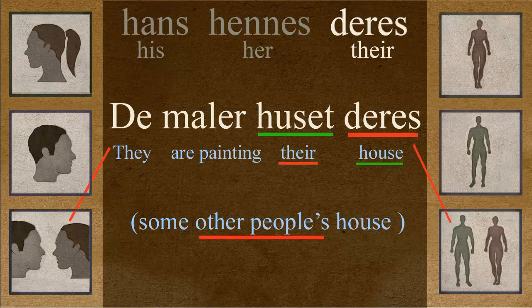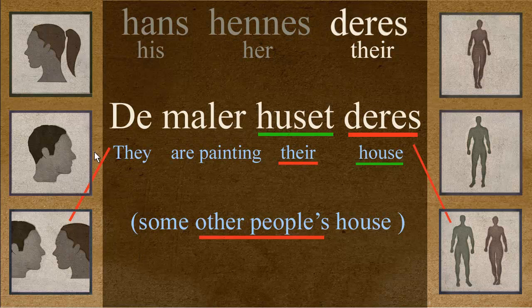And then deres, and I picked this one just because it was confusing. Die maler huset deres. In this case, if you saw some people painting their own house and you said this, it would probably be okay. But if you said die maler huset sitt, then you would know for sure that it was their own house that they were painting. And if you say die maler huset deres, then you're saying really that it's some other people's house that they are painting.